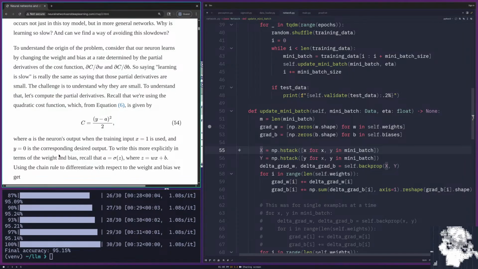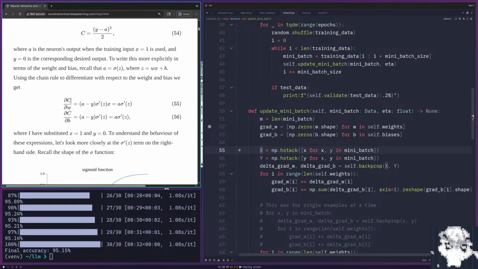Using the chain rule to differentiate with respect to the weight and bias, we get the derivative of C with respect to w is equal to... I guess because x is 1, it drops out. The derivative with respect to w and b is the same, and it's activation times sigmoid prime of z, where I've substituted x equals 1 and y equals 0.